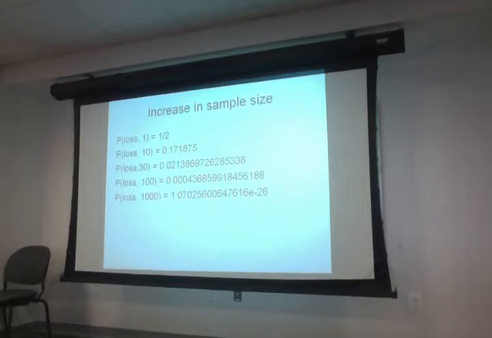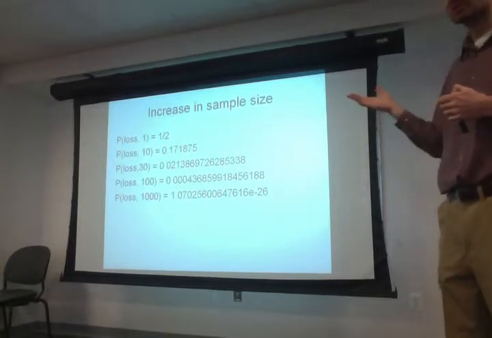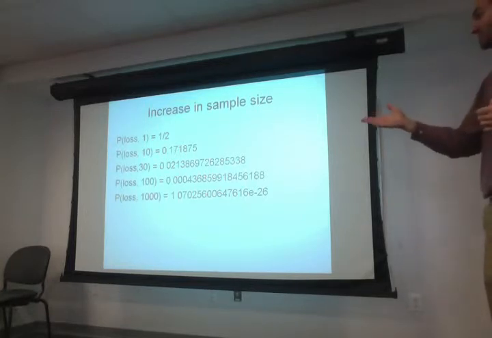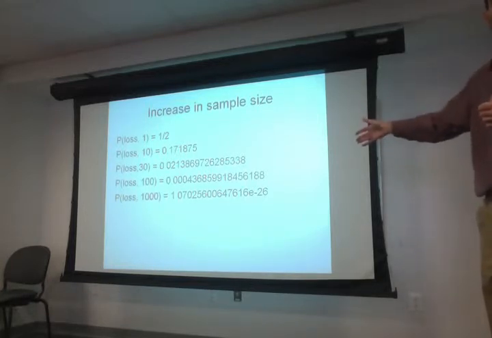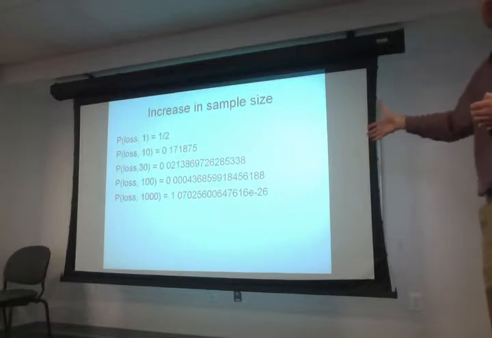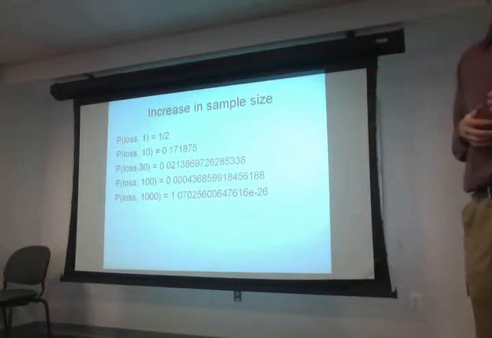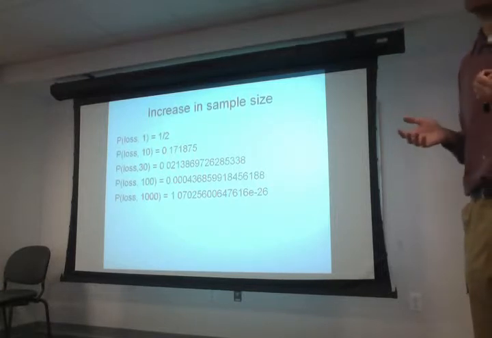Now you can see that as we go up to 30 repetitions, we're down to 2%. At 100, we're down to 0.04%. At 1,000, we're getting into the microscopically small probabilities that basically mean don't count on ever losing money on 1,000 repetitions, right?